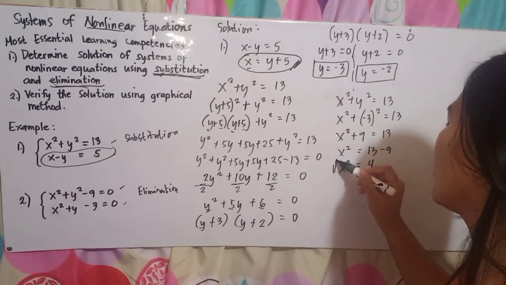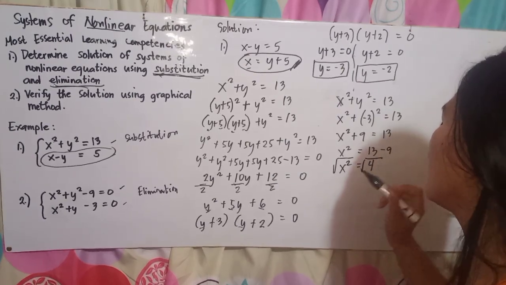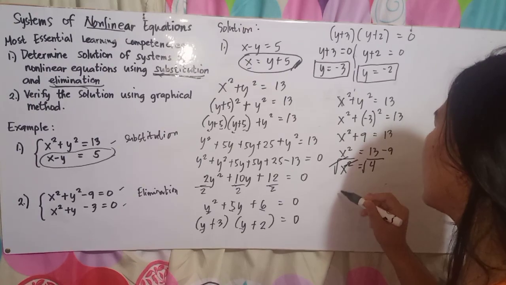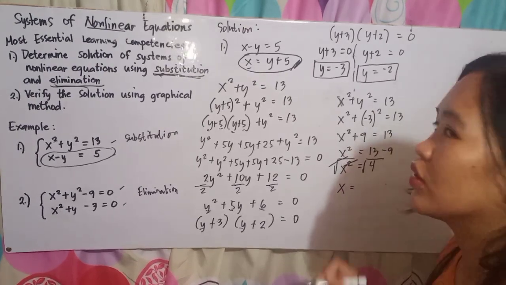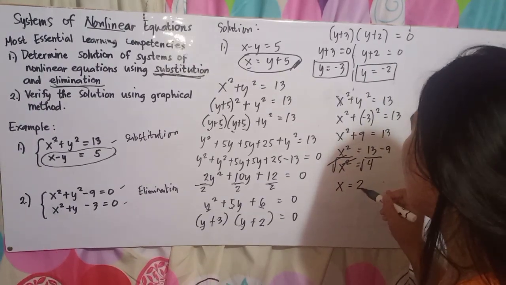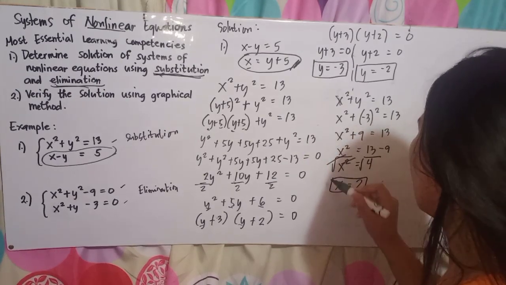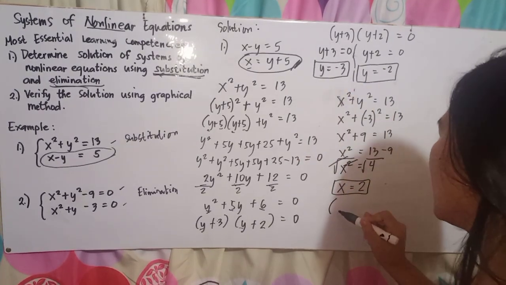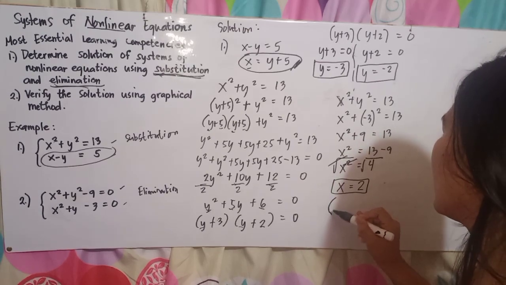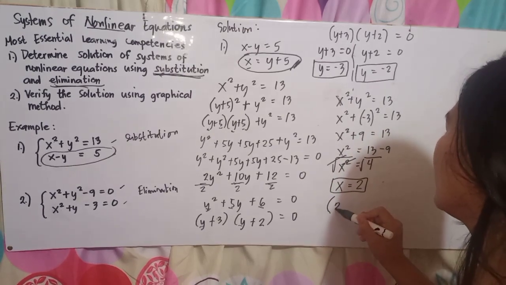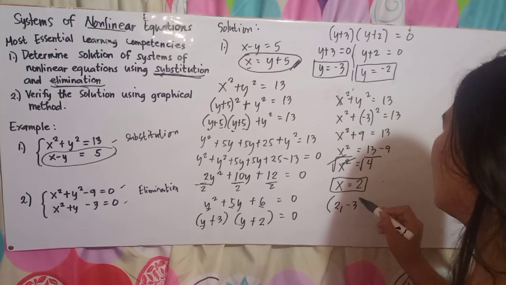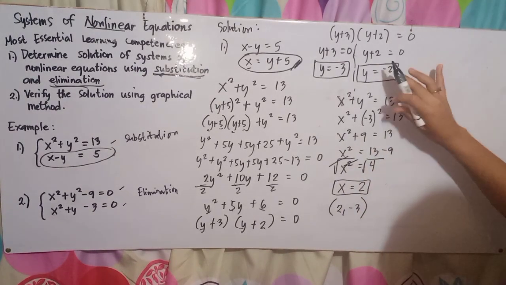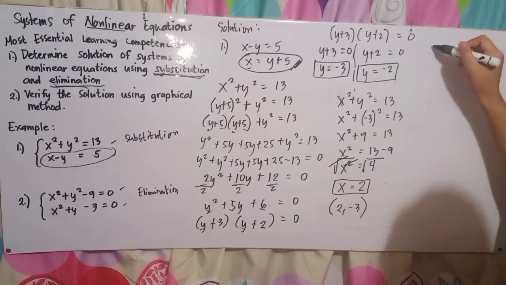So, take the square root to cancel out the exponent. X equals square root of 4, which is 2. So, the solution for y equals negative 3 is x equals 2. So, 2, negative 3. Okay, now for the other, negative 2.